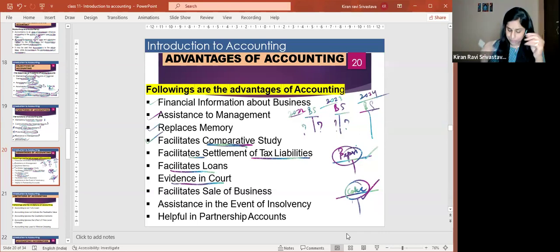Okay. Then next is it facilitates the sale of the business. So suppose as an entrepreneur, you want to shut down your business, close your business, or sell your business to someone else, then the balance sheet is going to facilitate the sale, because all the information about the assets and liabilities is given in the particular balance sheet.